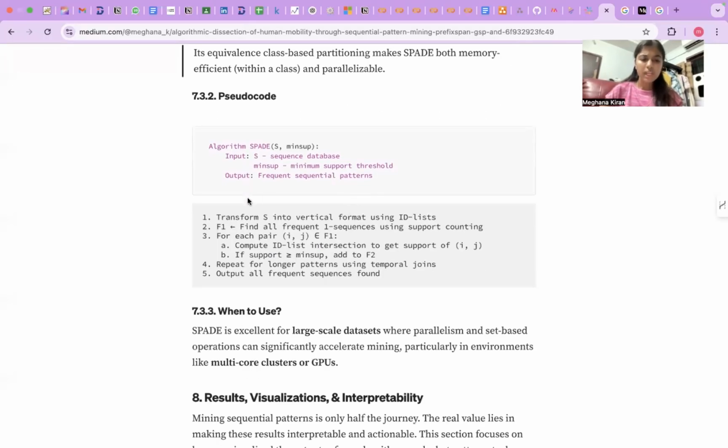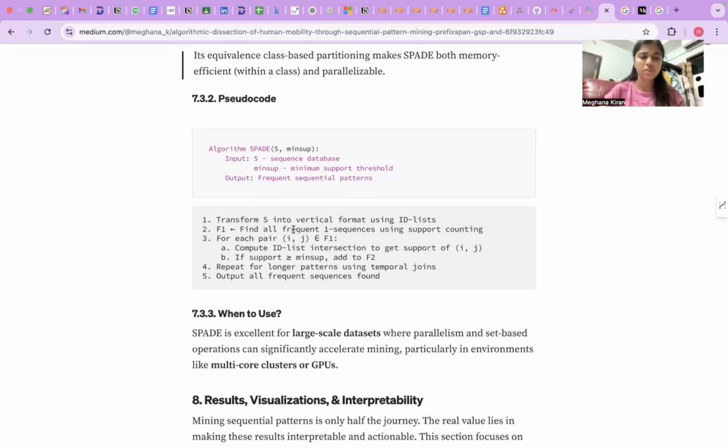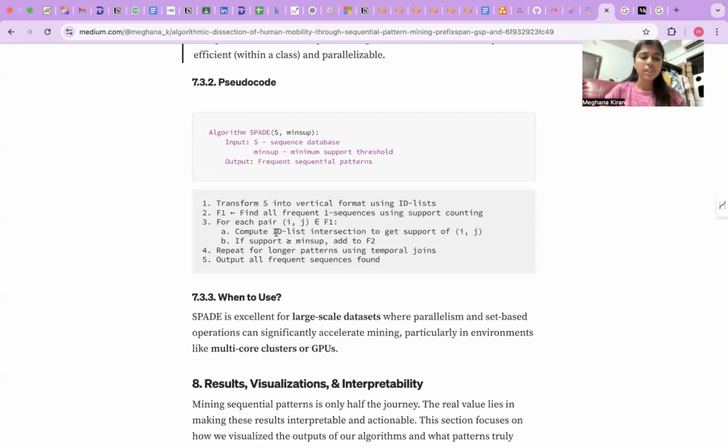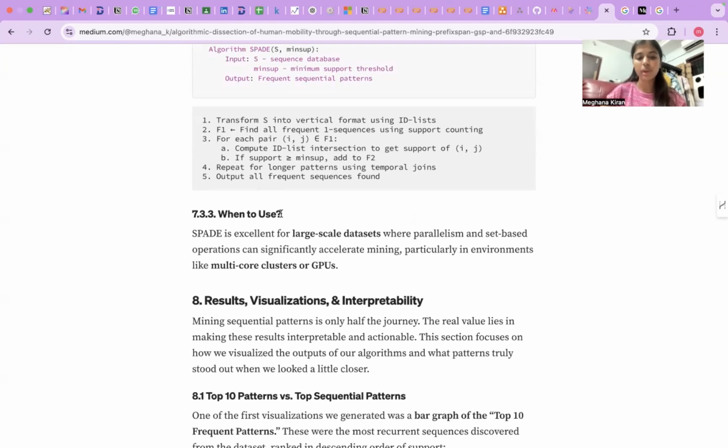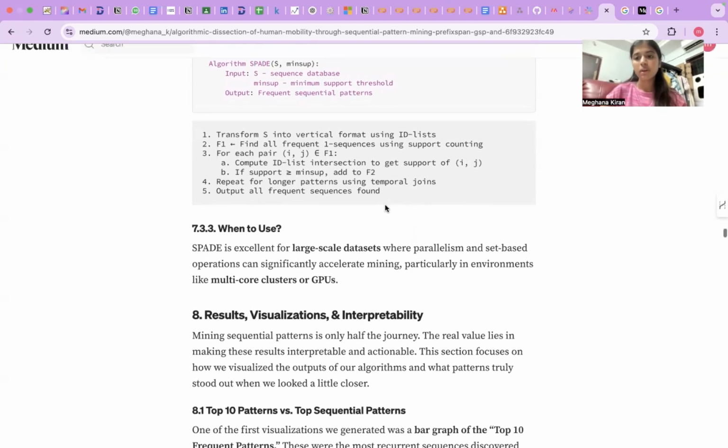So in vertical format, each item or sequence is represented along with its ID list, basically the list of transaction IDs and positions where the sequence appears. With this, SPADE can perform multiple intersections on these ID lists to find support counts without having to scan the entire database. It also uses equivalence classes to break the problem down into smaller independent subproblems, which can also be processed in parallel. So SPADE is actually very fast when it comes to dense datasets and a large number of sequences. So we can use SPADE for large-scale datasets.